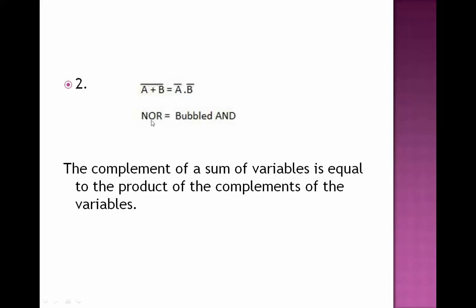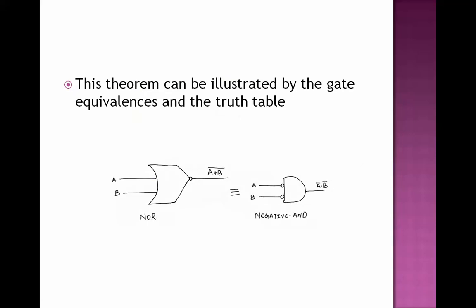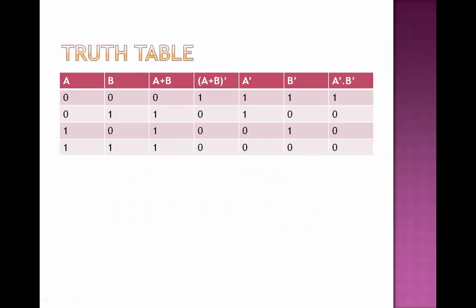That means the NOR is equal to the bubbled AND. When we define it formally, we say that the complement of a sum of variables is equivalent to the product of the complement of the variables. Again we can show this using logic gates and the truth table. This theorem can be illustrated by the gate equivalence and the truth table. The gate equivalence of this theorem is like this, and then we can also show it using the truth table.